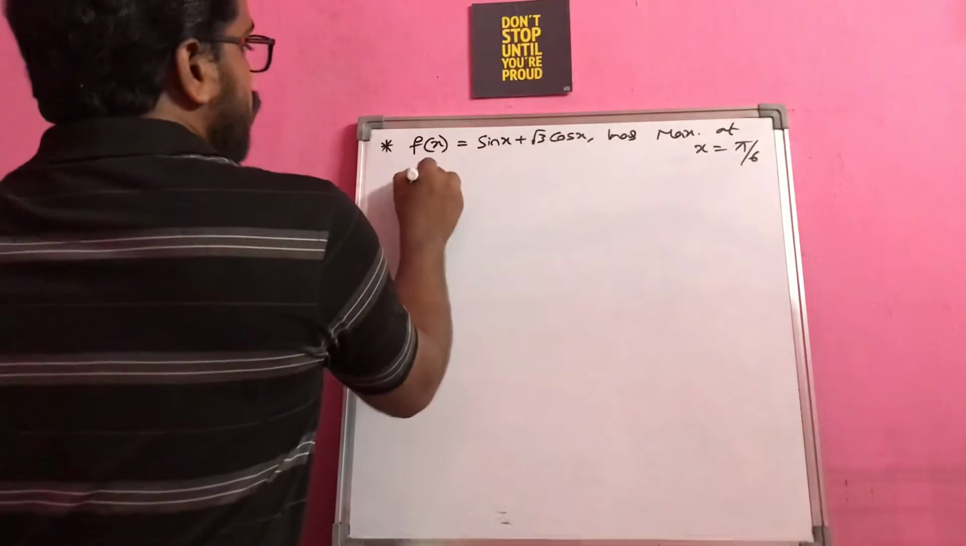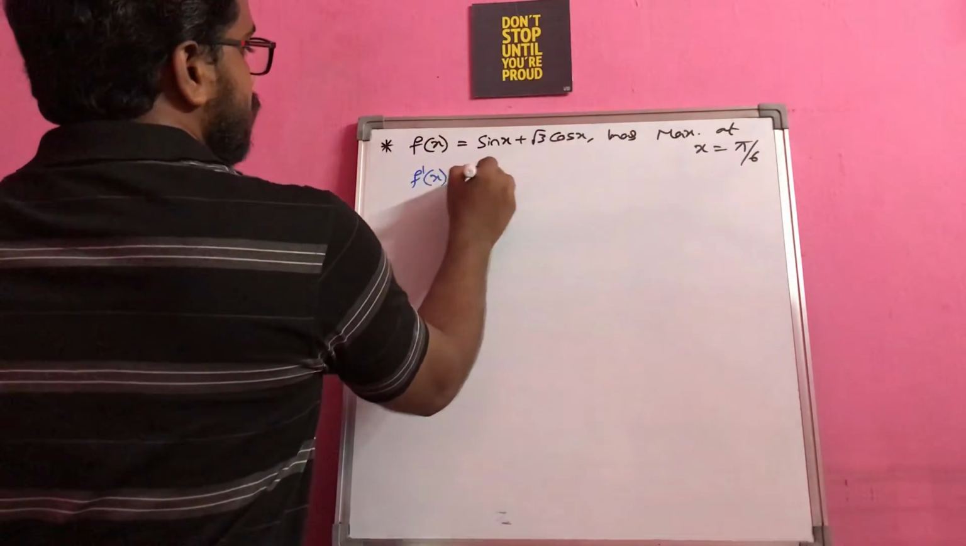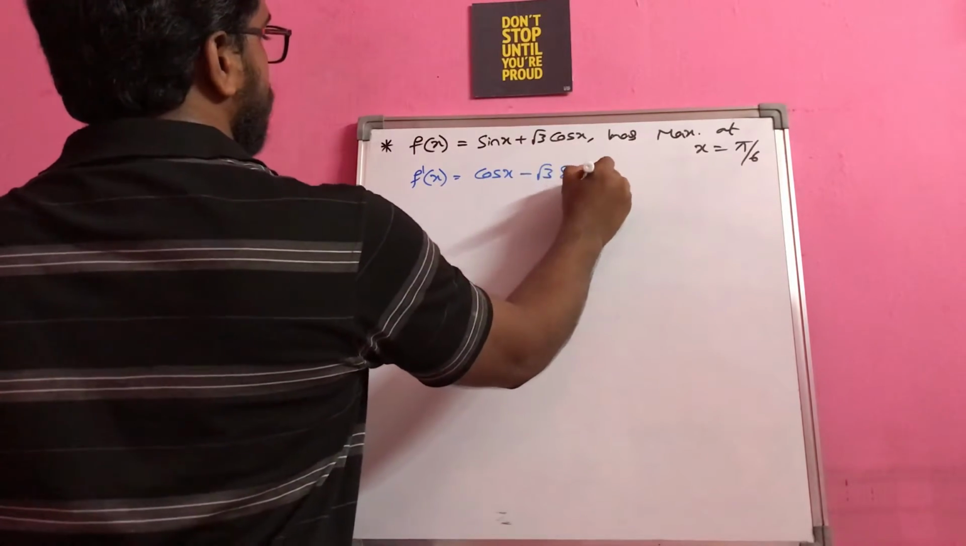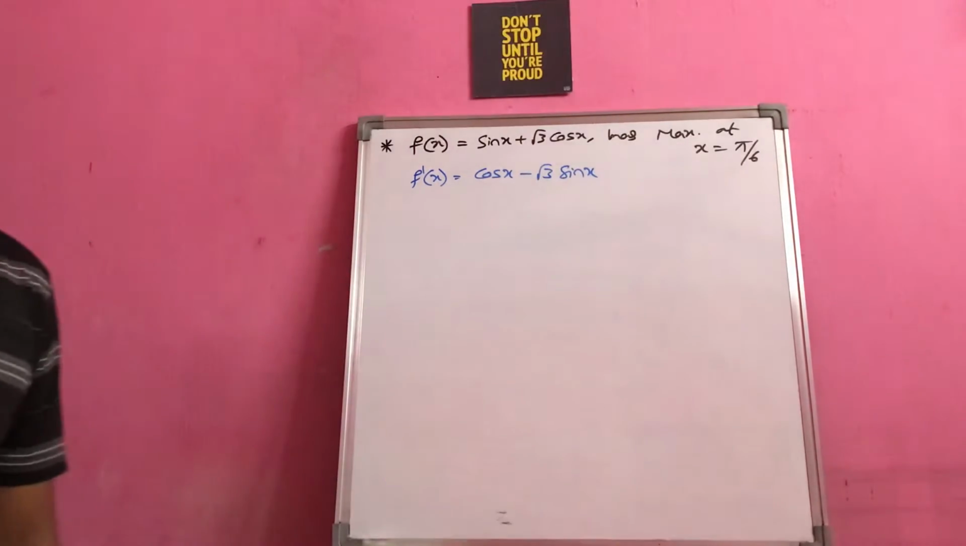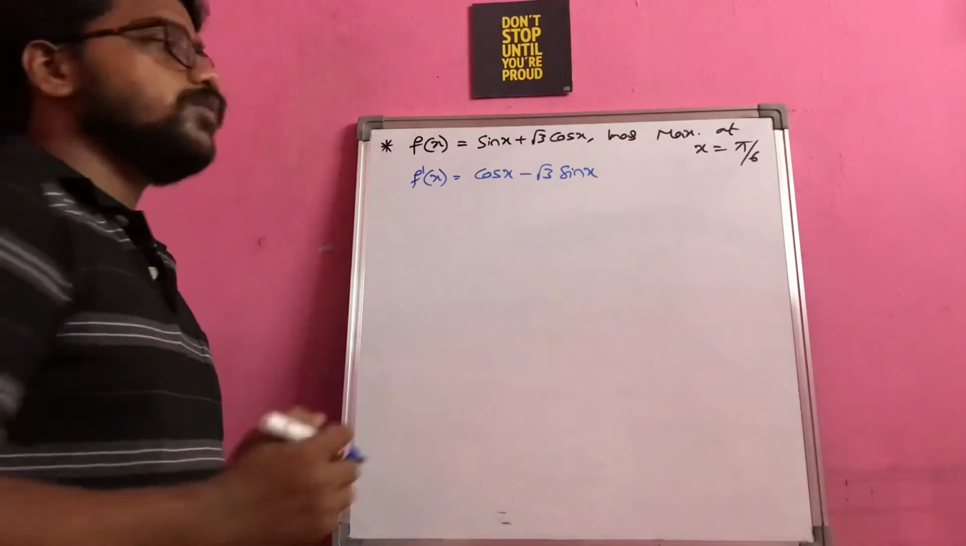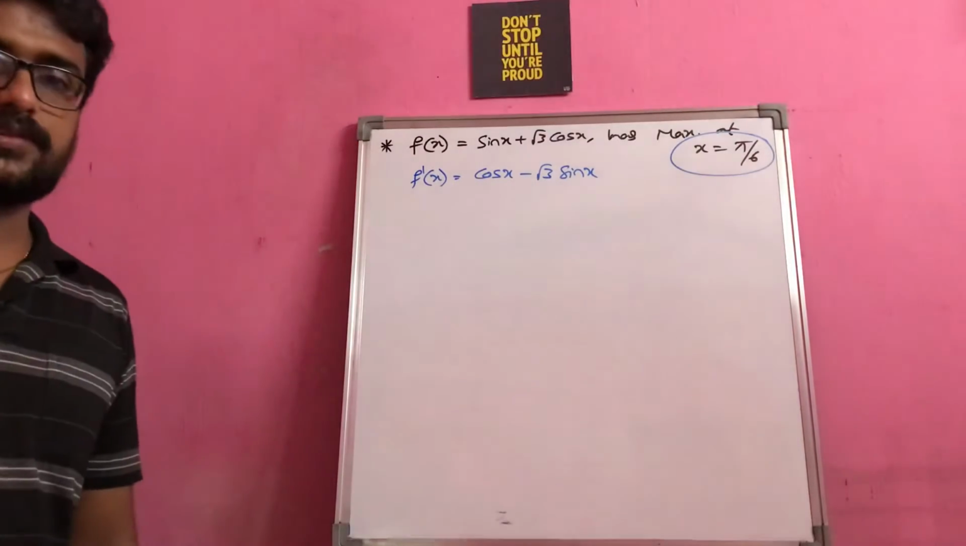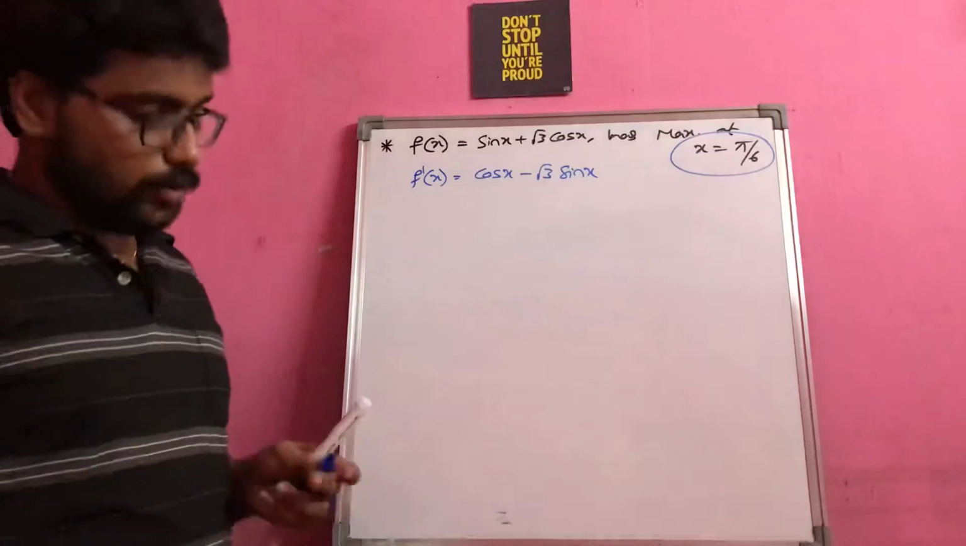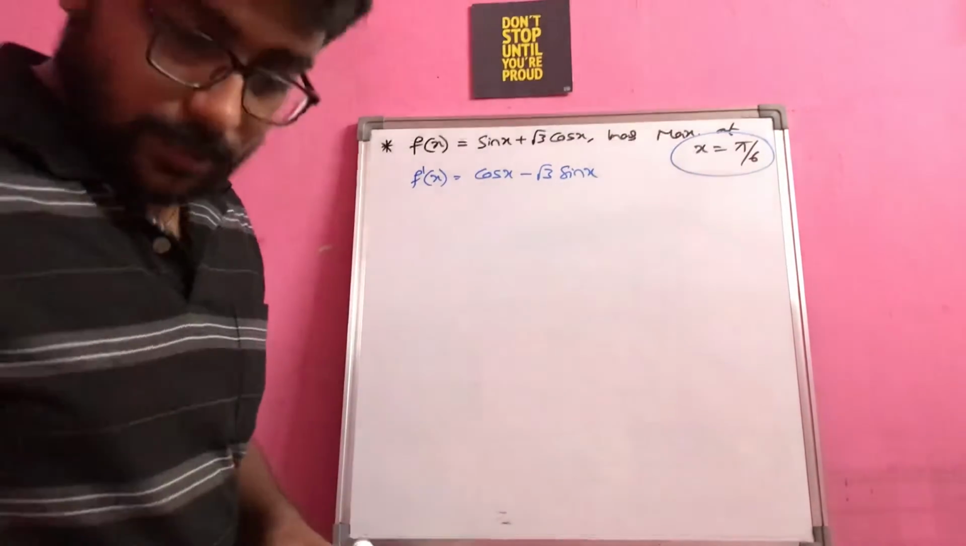Now what we will do generally, we will find f dash of x. The derivative of sin x is cos x, the derivative of root 3 cos x is minus root 3 sin x, so you will get cos x minus root 3 sin x. Now the point is, what is the need for them to specify only x is equal to pi by 6, right? That is the important question that you will get once you start solving this question. Now just observe here.